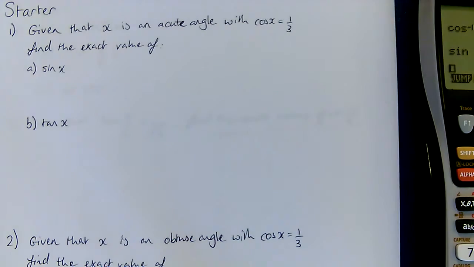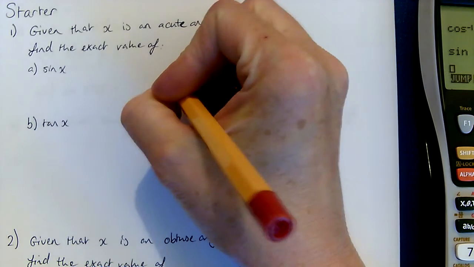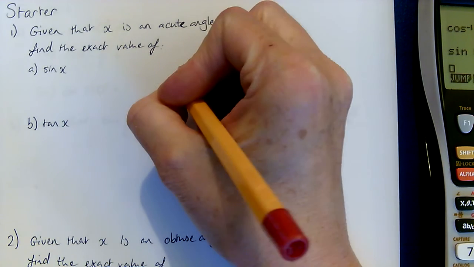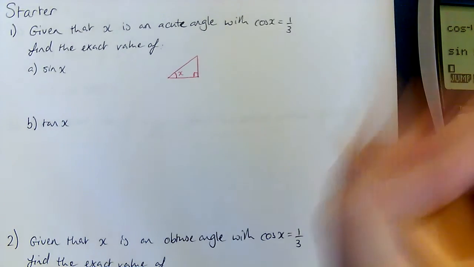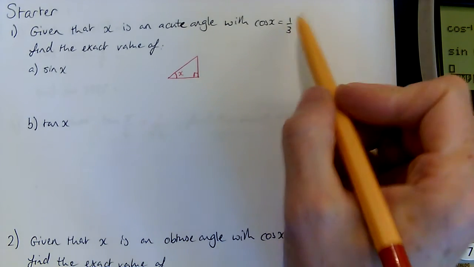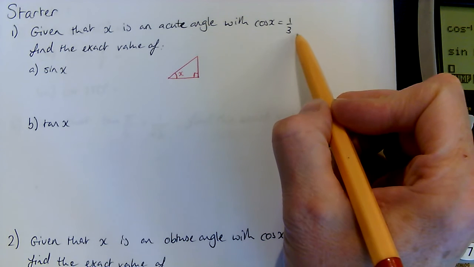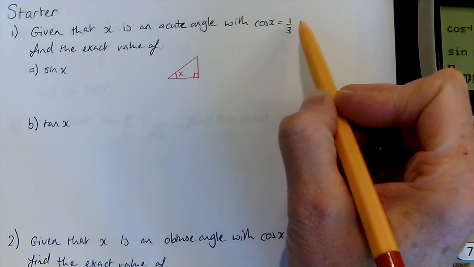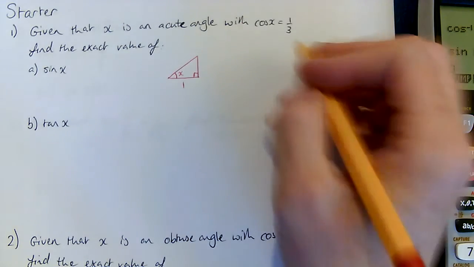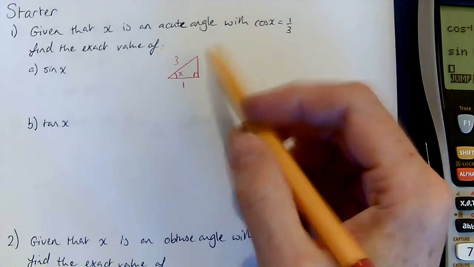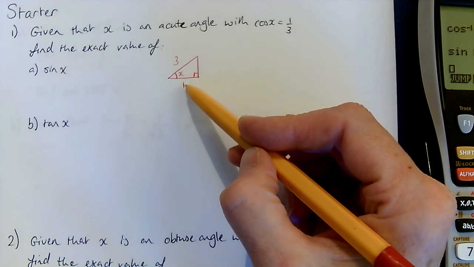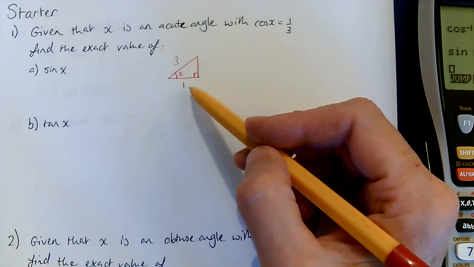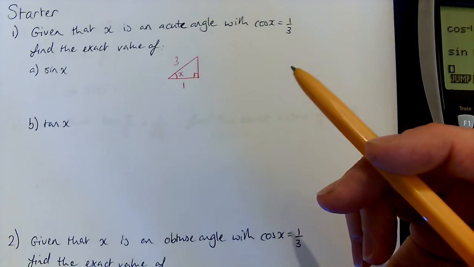Okay, we start by drawing a little right-angled triangle. I'm going to pick this corner to have the angle x. So cos x is 1/3. That gives us the ratio of the adjacent to the hypotenuse sides. So if I put the adjacent side as 1 and the hypotenuse side as 3, then cos of x is going to be 1/3. I could have used 3 and 9 and so on, it would still work.